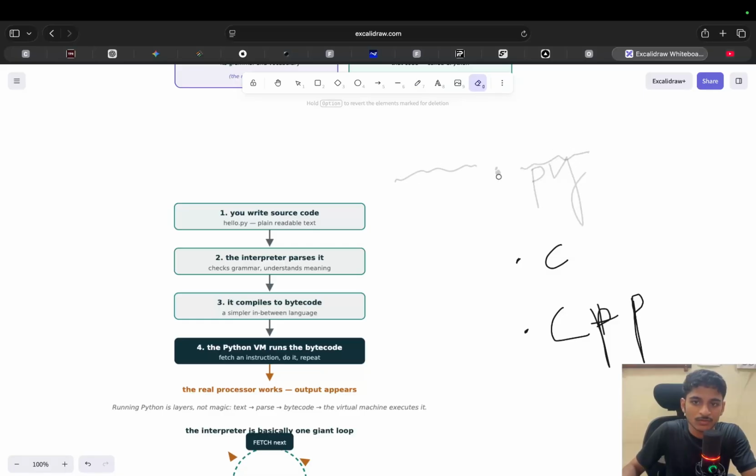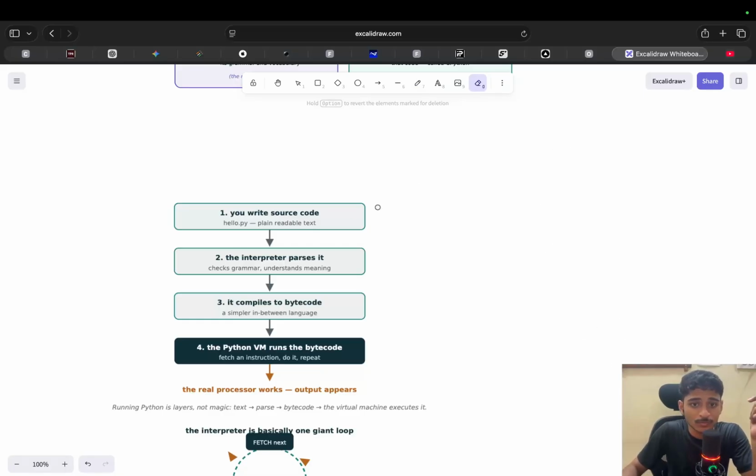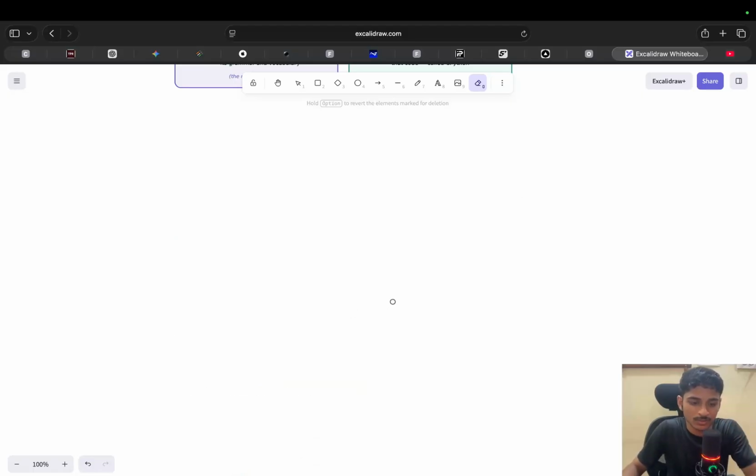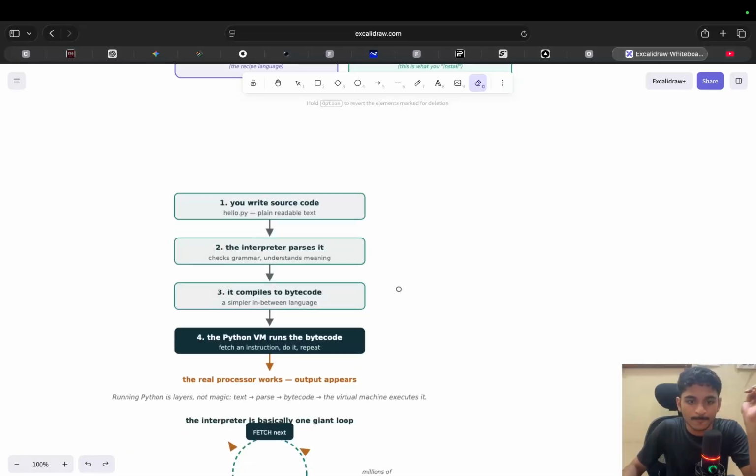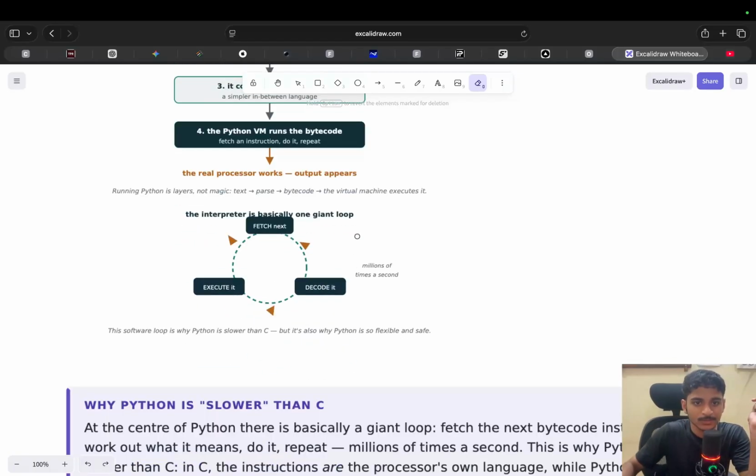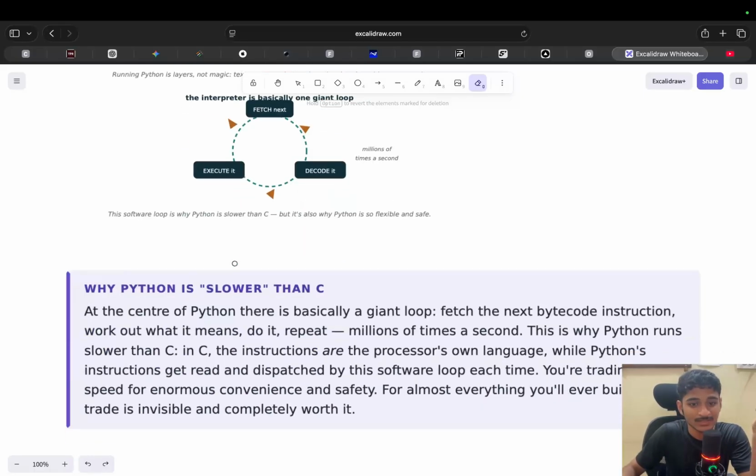So you write your code in Python, and the interpreter parses it and converts it into CPython. It checks, it fetches many times. It then goes to the bytecode. See, the real processor works this way. The interpreter basically fetches it, decodes it, executes it. This happens millions of times, and that is why Python is slower than C.